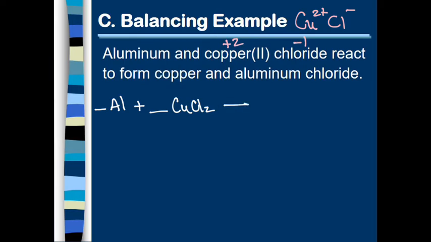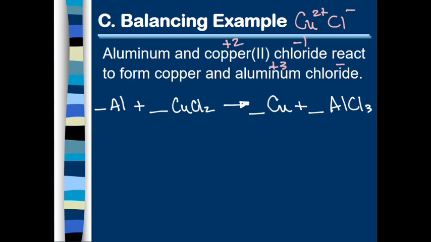CuCl2 forms copper, Cu, and aluminum chloride. Same thing with aluminum chloride. It is ionic, so we have to work with the charges +3, -1. When you cross over those charges, you get AlCl3. In this example, we do not have any polyatomic ions, so we don't have to worry about that.